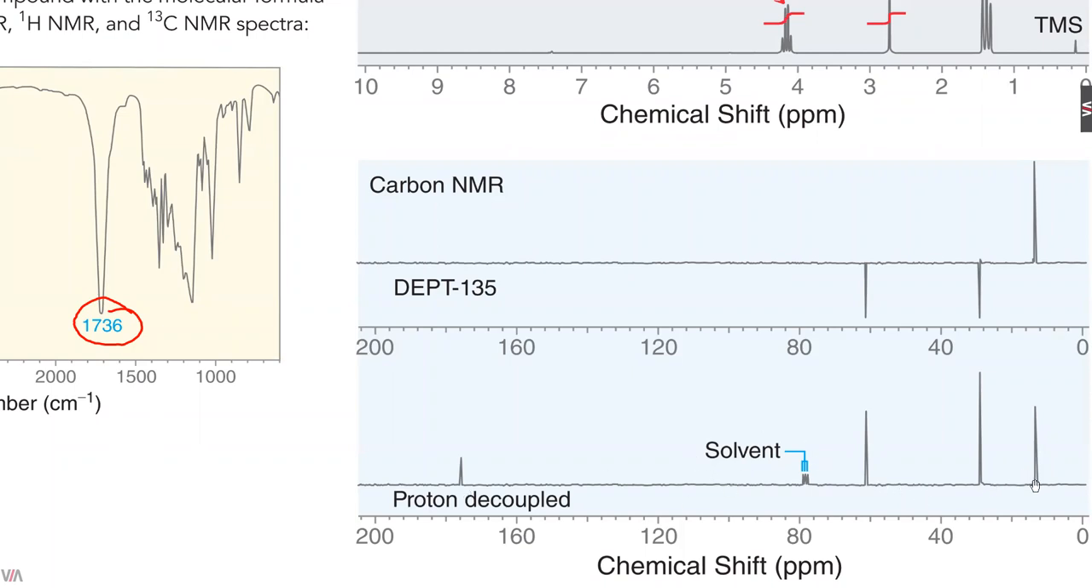So 4 distinct carbons, and one of which is down into the very deshielded region. 4 distinct carbons means you've got some amount of symmetry, right? Because we need 8 carbons to show up as 4 signals. So we have some symmetry there.